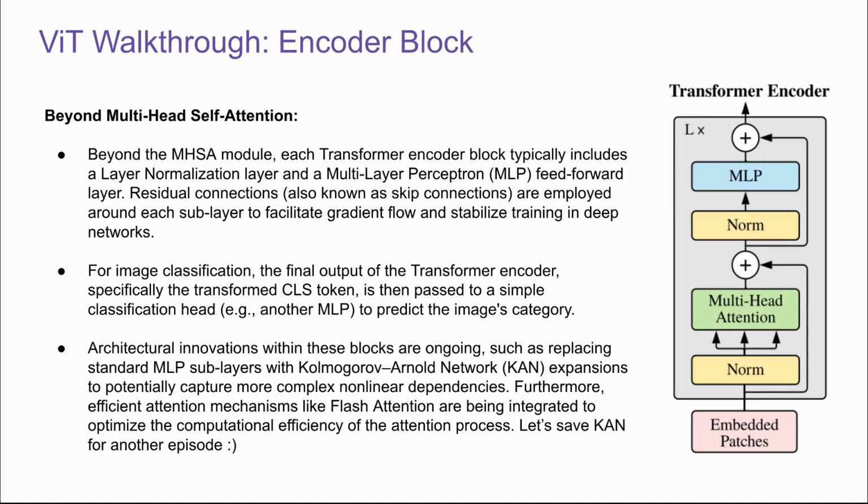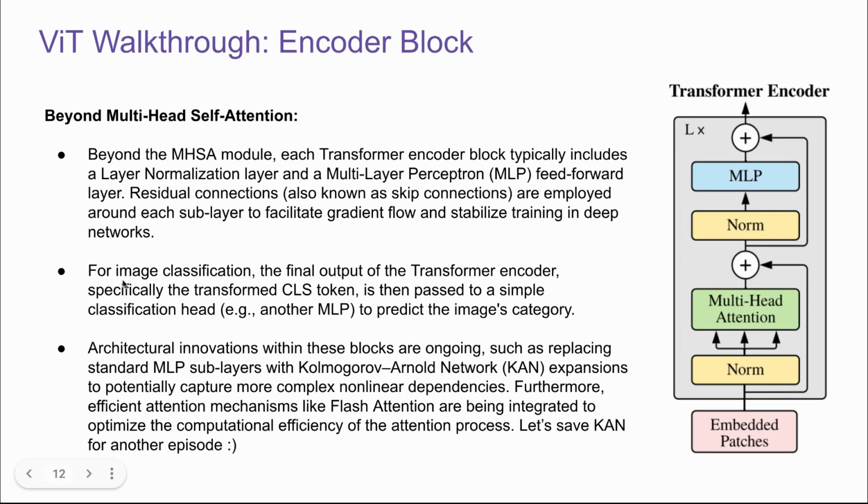Beyond the multi-head self-attention, each transformer encoder block typically includes layer normalization and a multi-layer perceptron feed-forward layer. Residual connections, also known as skip connections, are employed around each sublayer to facilitate gradient flow and stabilize training in deep networks.